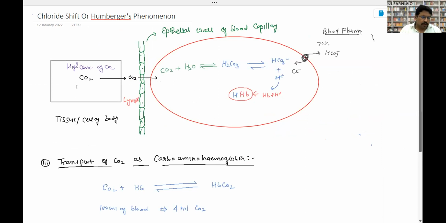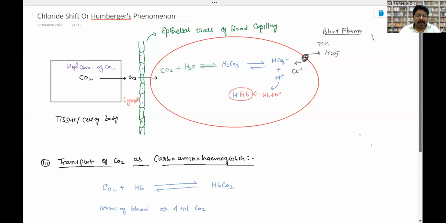Look, carbon dioxide will diffuse into the RBC. CO2 will react with H2O. In presence of carbonic anhydrase, it will make carbonic acid, H2CO3. It will dissociate into HCO3, the bicarbonate ion, and hydrogen ion. This hydrogen ion will react with hemoglobin and make HHb, right?